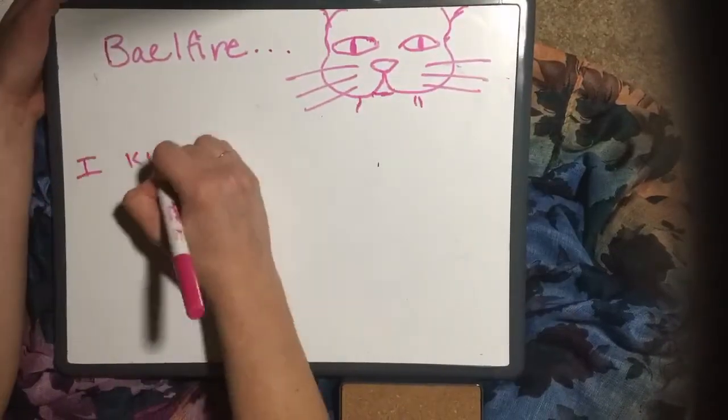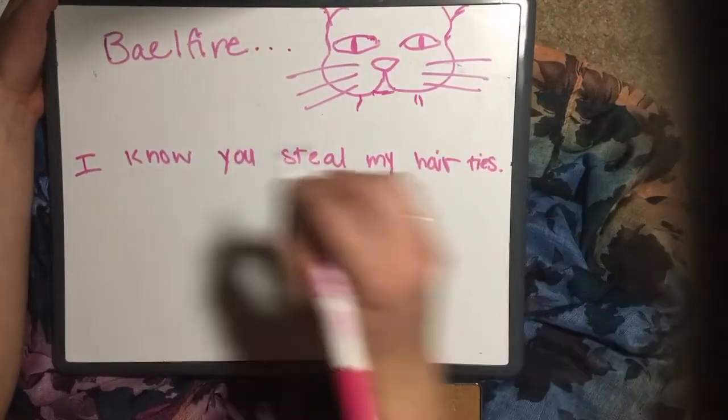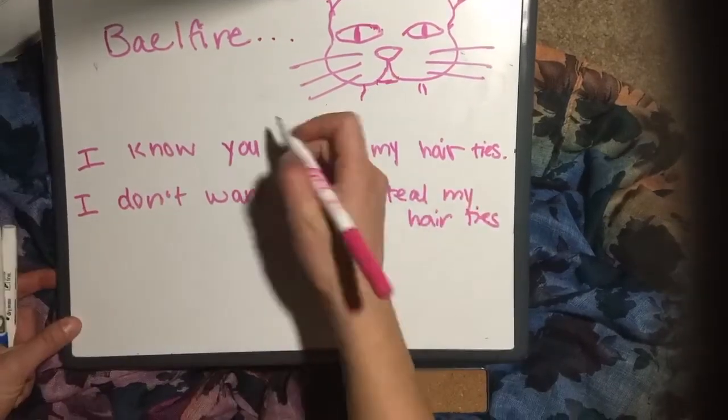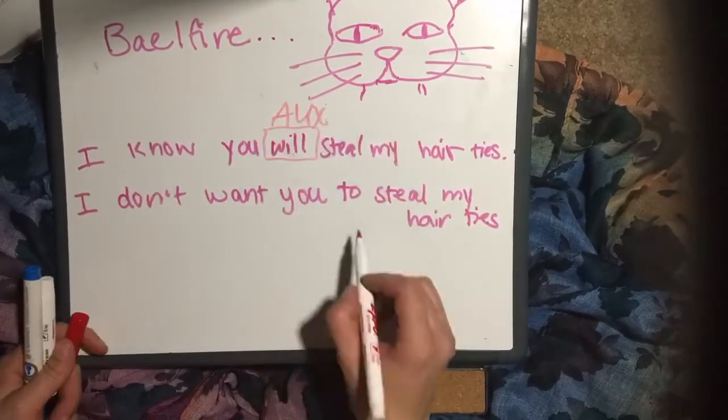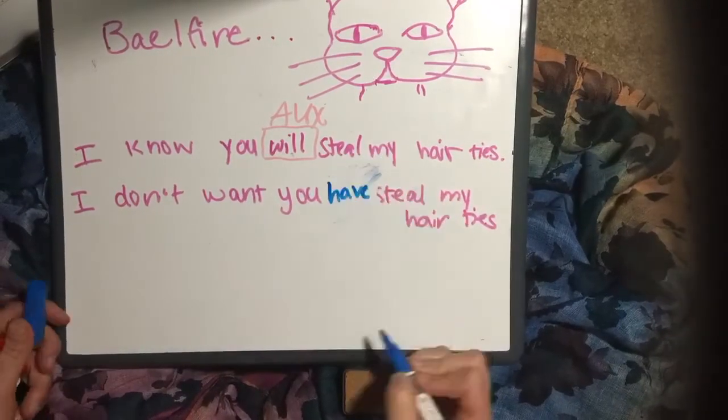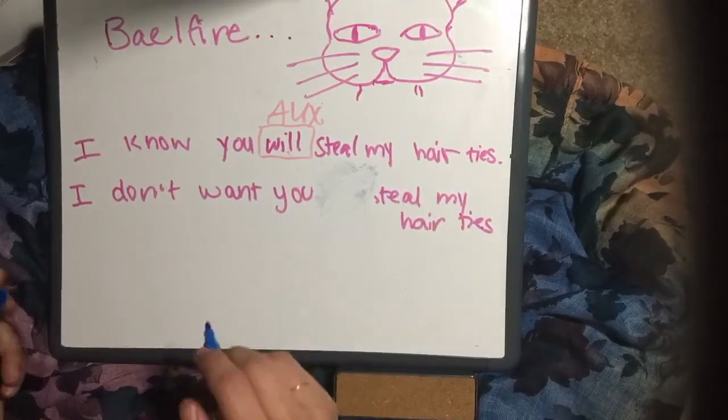So looking again at the examples of Bellfire stealing my hair ties, which he does all the time. In the first example, we can add a will in there, an auxiliary. The second example, we can add a to, but can we add a will or a have?